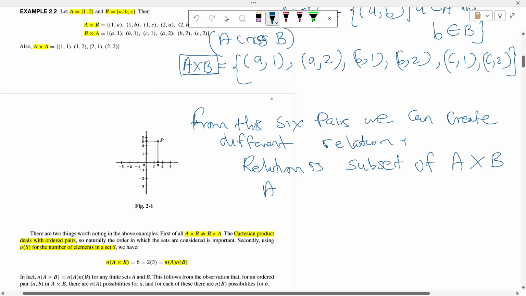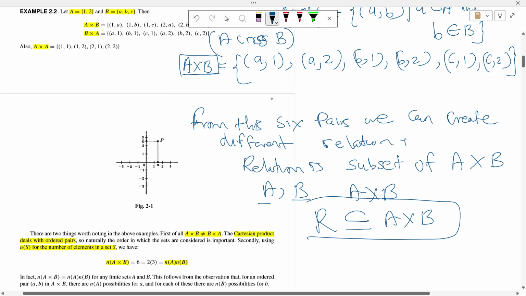So just imagine A is a set, B is another set, right? We know A cross B, right? Depending on the number of elements in A and B, we can find out A cross B, right? So relation is a subset of A cross B, right?